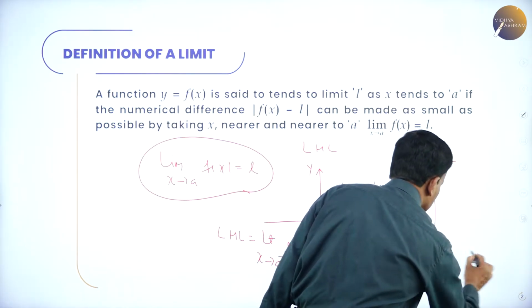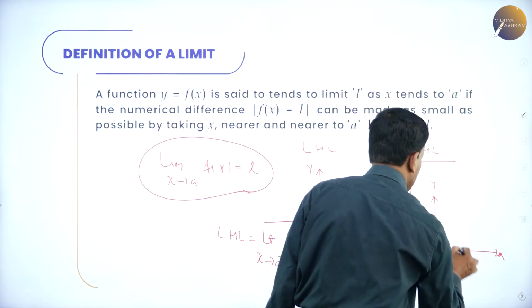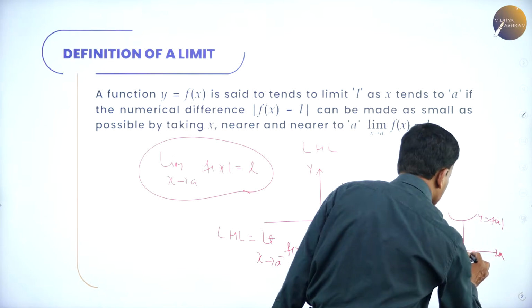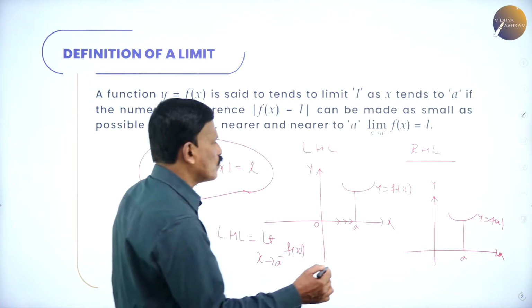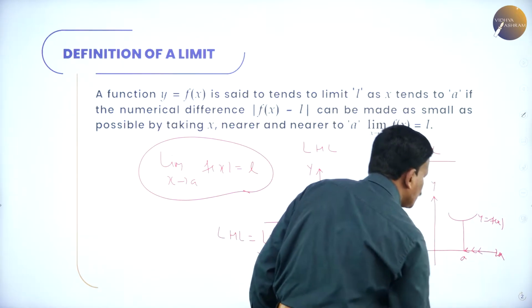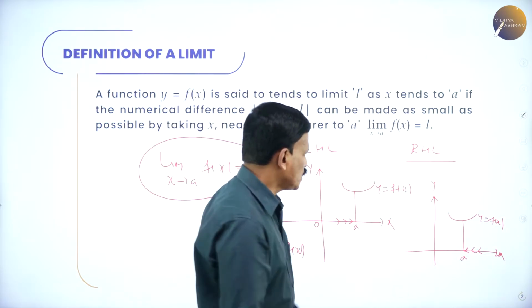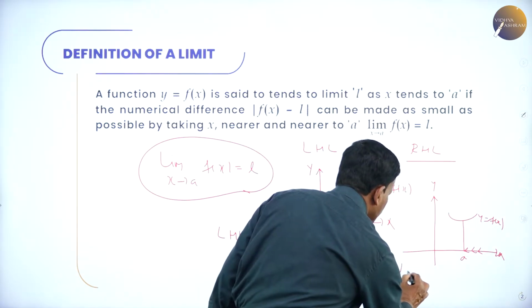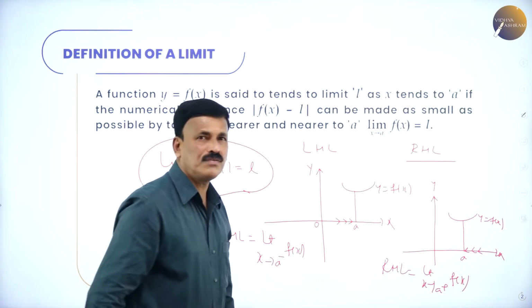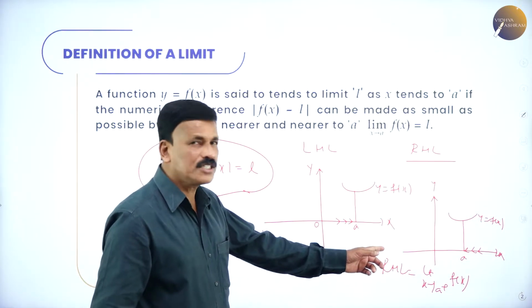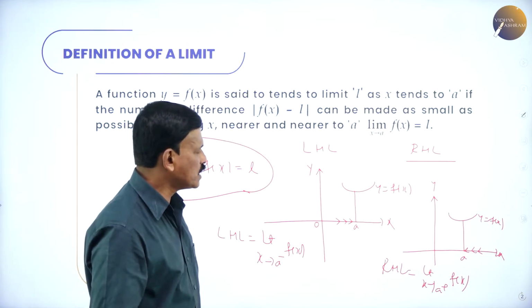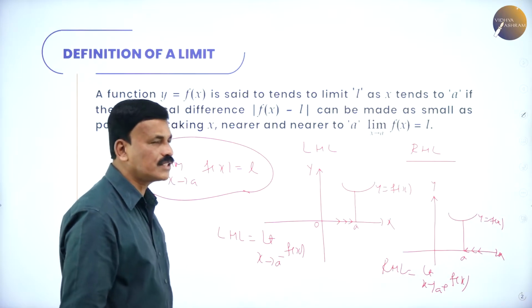Now, this is the x axis, y axis. Let us consider the curve y is equal to f of x. This is a. Now, the value of x nearer to a, that is to the right of a, denoted like this, is said to be the right hand limit of a function, limit x tends to a plus of f of x. That means the value of x approaches towards the right of a. That is the right hand limit and left hand limit of a function.